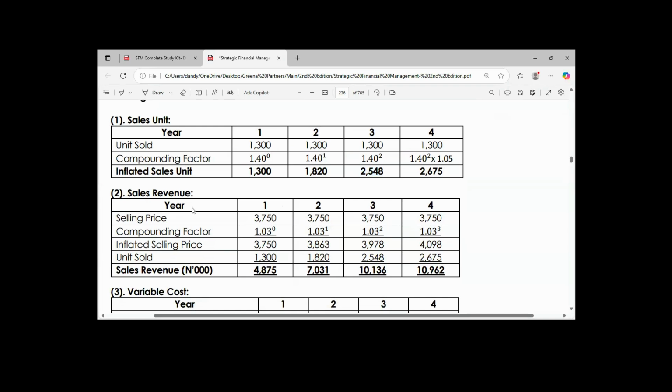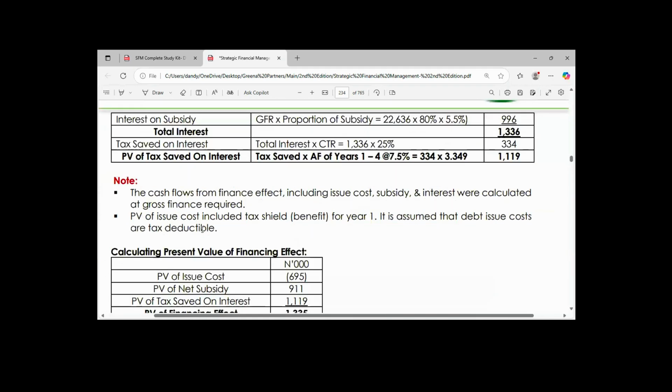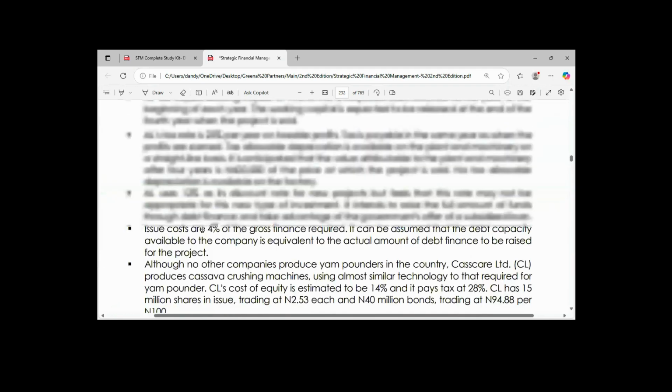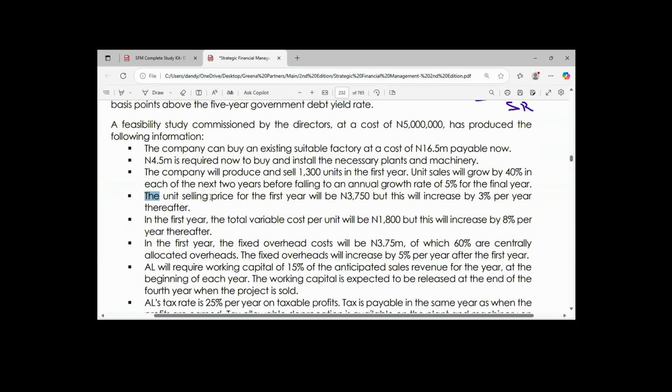We need to calculate sales value. To get the sales value, what are you supposed to do? I will go back to the question. The selling price per unit, according to the question, is 3750. That's bullet point number 4. The unit selling price for the first year will be 3750, and we increase by 3% per year thereafter. So selling price is 3750.